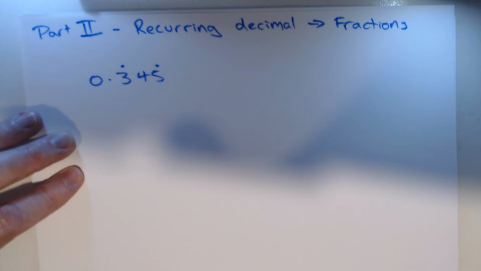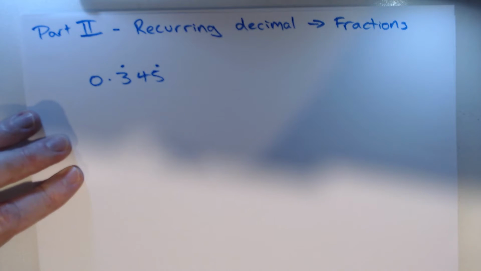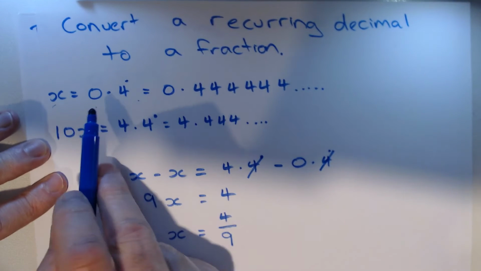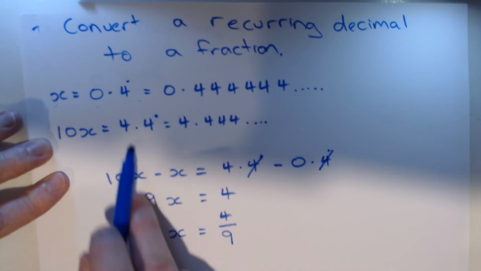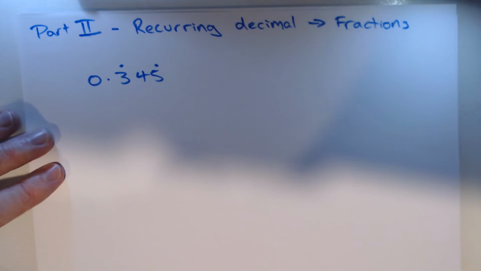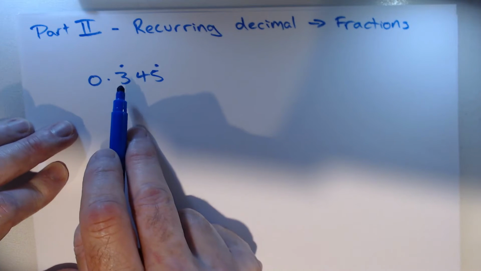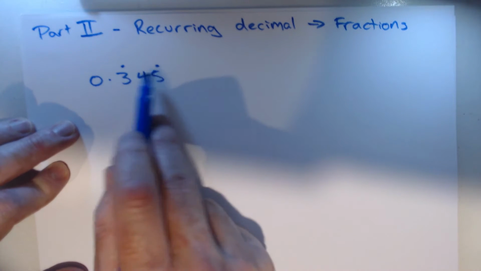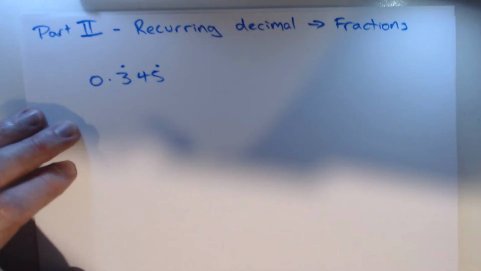This is part 2 of converting a recurring decimal to a fraction. In part 1, we were able to demonstrate how to convert a recurring decimal like 0.4 into a fraction. In part 2, we're looking at a more complex recurring decimal. What happens when we have 0.345 with a repeating 345? Once again, we can use the same method.